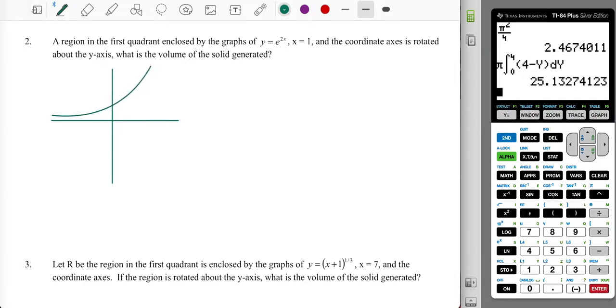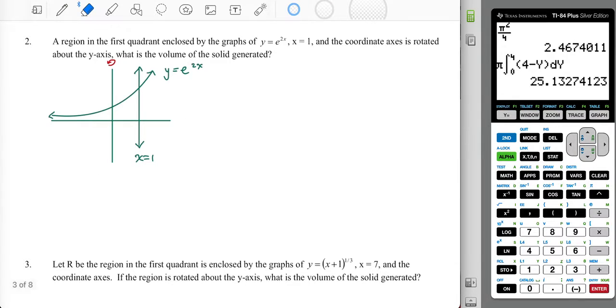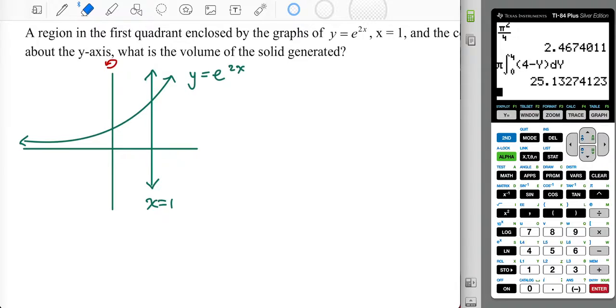Something along these lines. All right, so x equals 1. Now we're spinning it around the y-axis. All right, so we get into a little bit of a dicey situation here because we have two distinct regions.